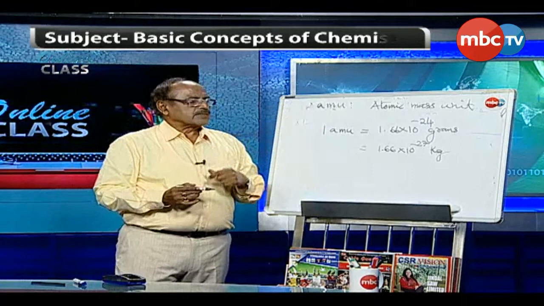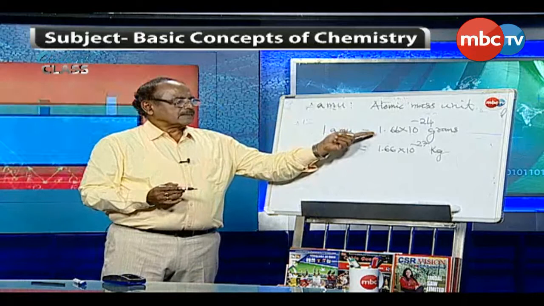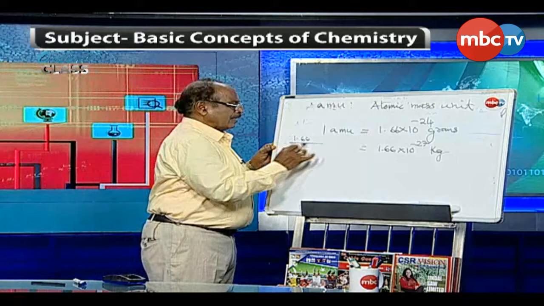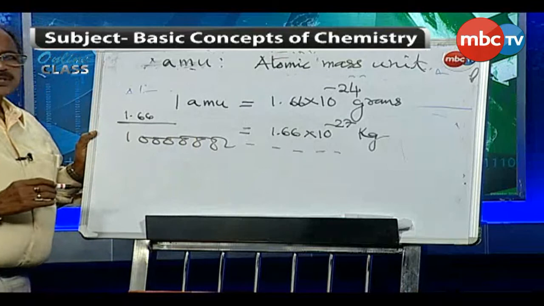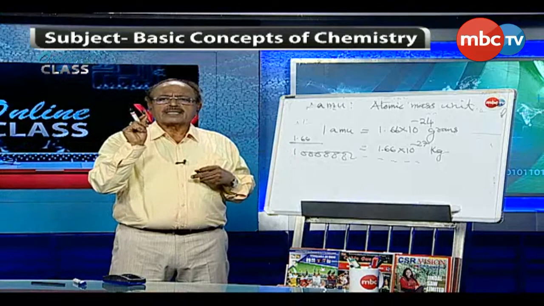That means you have 1.66 by 1 followed by 24 zeros at the bottom. So, you can understand now how small this 1 AMU is. It is expressed in AMU.